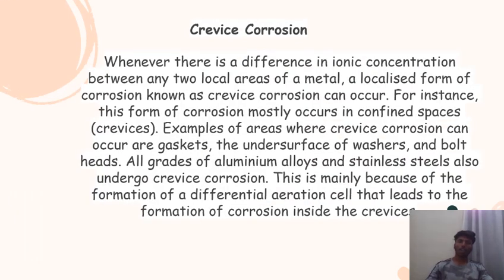Now, coming to the first, surface corrosion. Whenever there is a difference in ionic concentration between any two local areas of the metal, a localized form of corrosion known as surface corrosion can occur. For instance, this form of corrosion mostly occurs in confined spaces. Examples of areas where surface corrosion can occur are gaskets, under the surface of washers, and bolt heads. All grades of aluminum alloys and stainless steels also undergo surface corrosion. This is mainly because of the formation of different aeration cells that leads to the formation of corrosion inside the crevices.